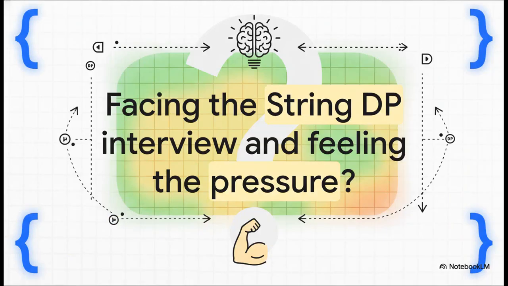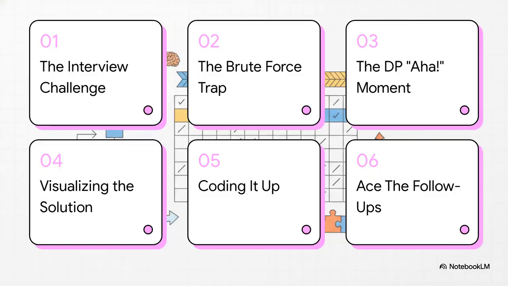So if you've ever had that little moment of panic when an interviewer says, all right, let's talk about strings and dynamic programming, then you are in exactly the right place. By the end of this, you're going to feel so much more confident and ready to just tackle it head on. We're going to break it all down into 6 parts. We'll define the challenge, talk about a common trap to avoid, have that aha moment with DP, see it visually, write the code, and then get you prepped for those tricky follow-up questions.